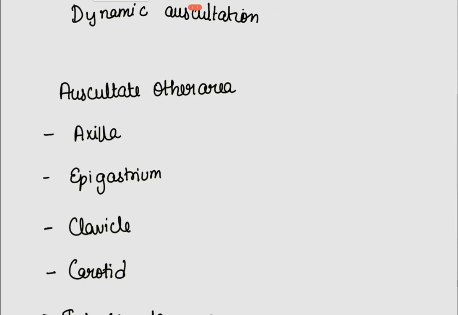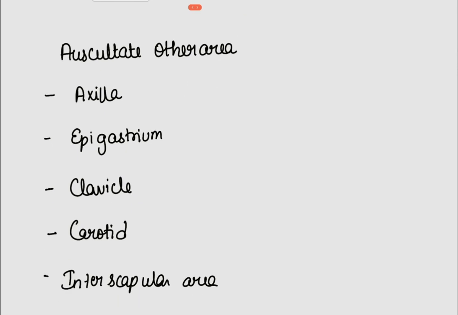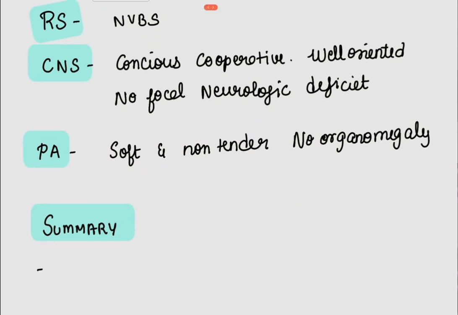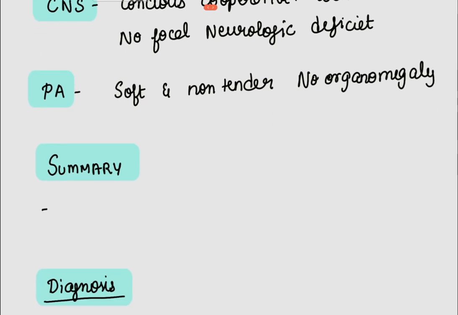And finally, auscultate the other areas such as axilla, epigastrium, clavicle, carotid, interscapular area. Once you have examined everything, make sure you have mentioned the other systems: respiratory, whether vesicular breath sound is heard or not, CNS, no focal neurological deficit, and per abdomen. Then finally summarize only the positive findings of your examination.